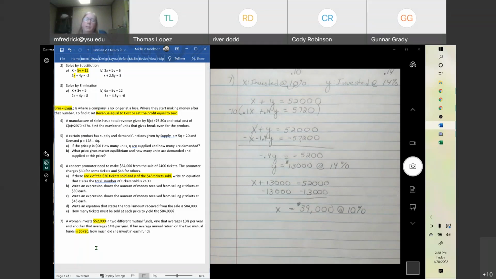So you need to be able to set up the equations and solve them. There's at least one, if not two, on the in-class portion. Any questions?